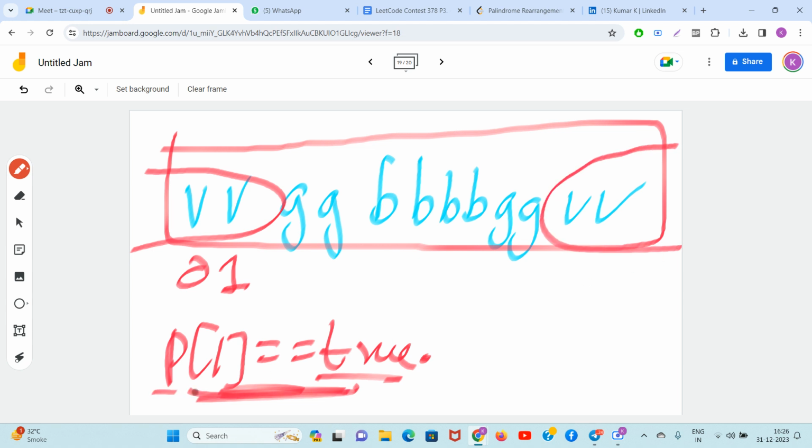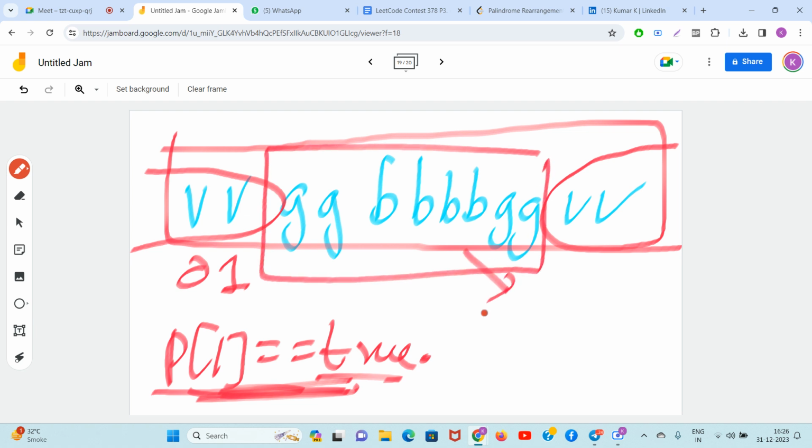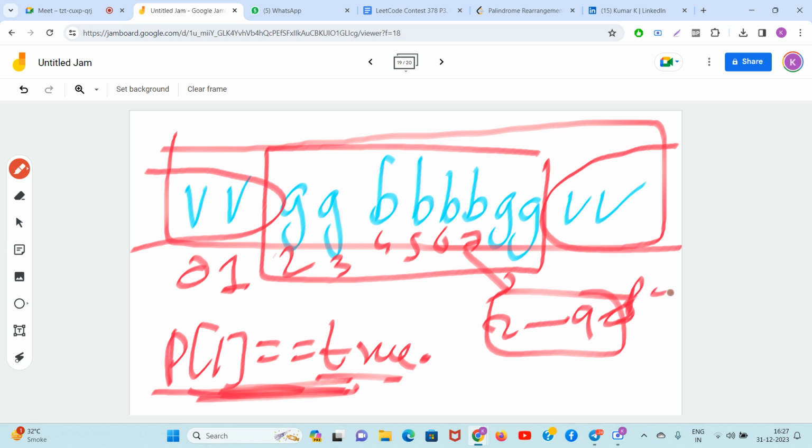If p of 1 is equal to true and this much part is a palindrome, meaning the part from index 2 till 9, then the whole string is a palindrome. If 2 to 9 is a palindrome and p of 1 is equal to true, it means the whole string is a palindrome. Similarly, you could do this for this also.